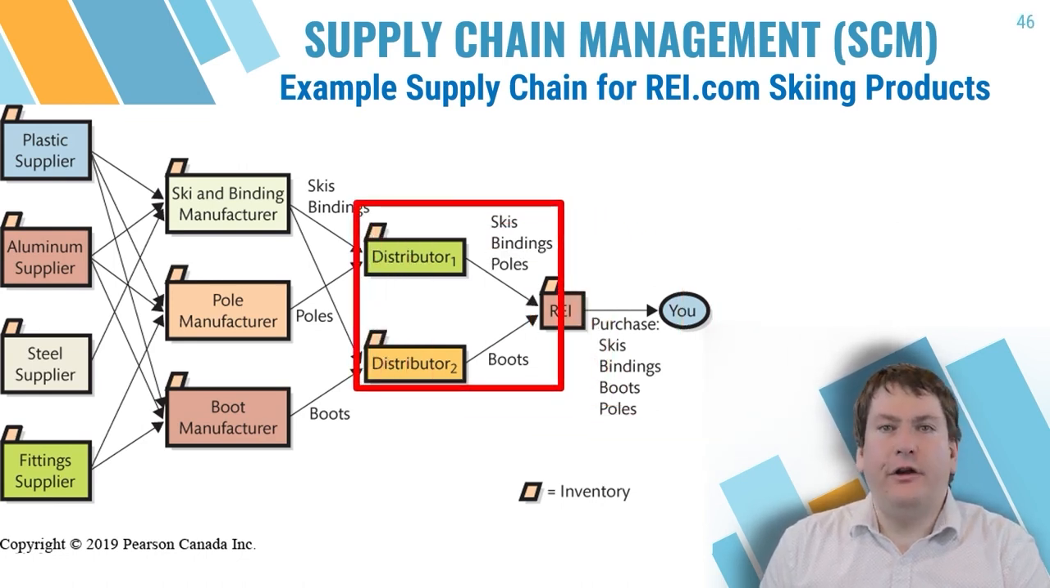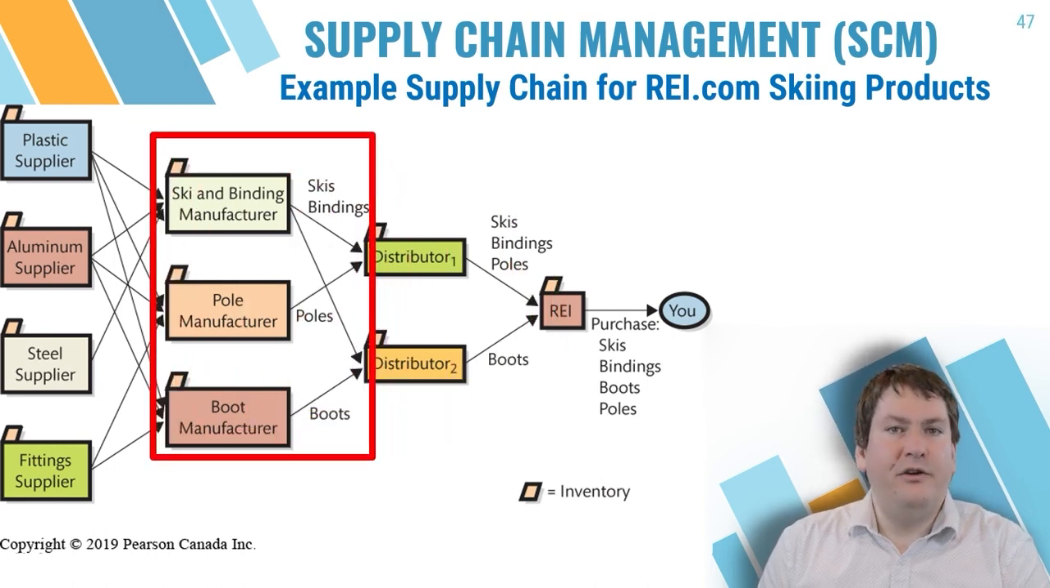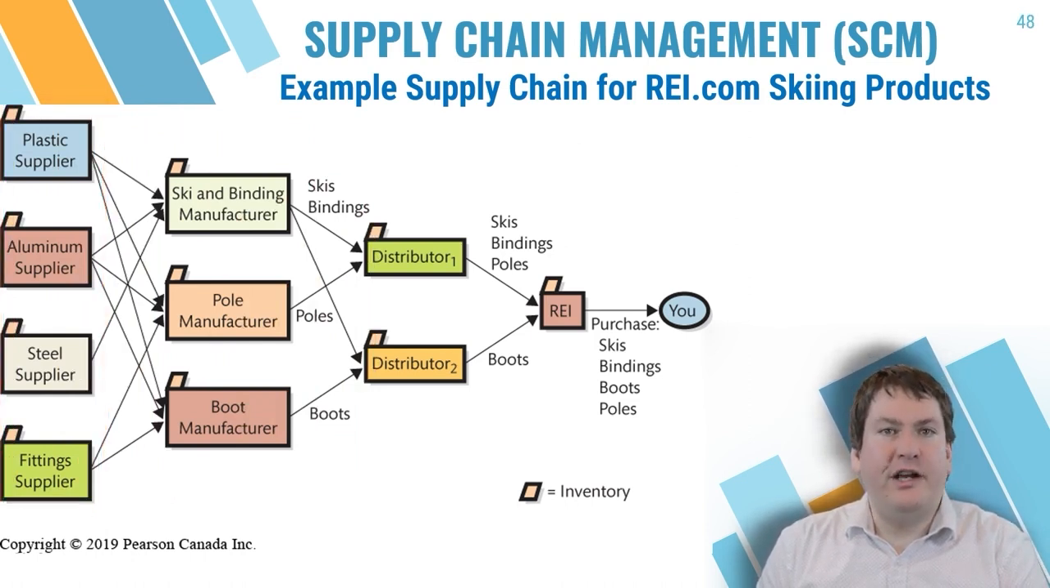The goods you purchased are in turn purchased from distributors. REI is simply a retailer and does not create their own products. In this example, the skis, bindings, and poles were purchased from distributor 1, and the boots from distributor 2. Distributors in turn purchase the equipment from manufacturers, who in turn purchase raw materials from suppliers. In this whole chain, the only real injection of cash is from you, the customer. You spent your money on the ski equipment.